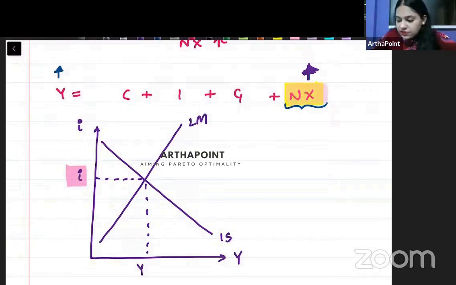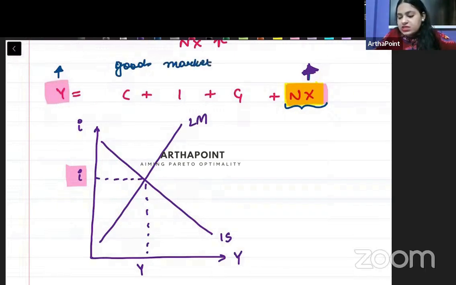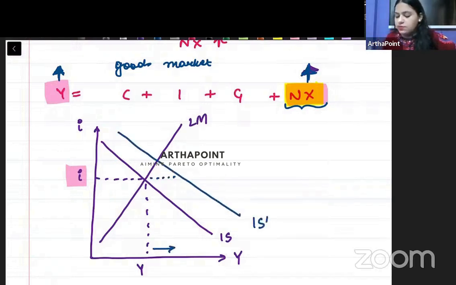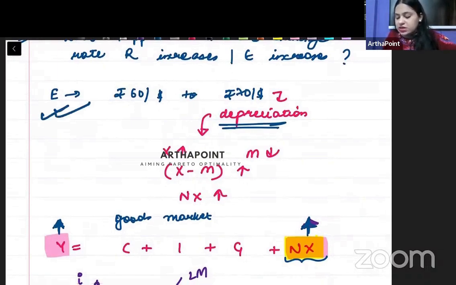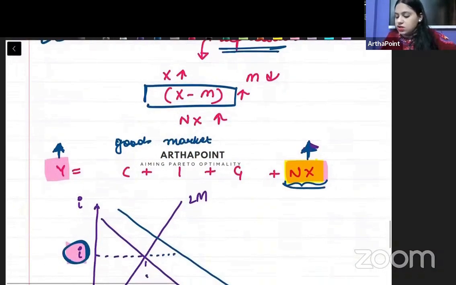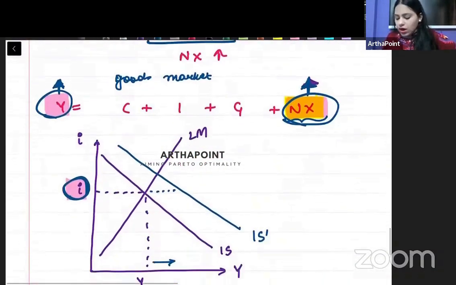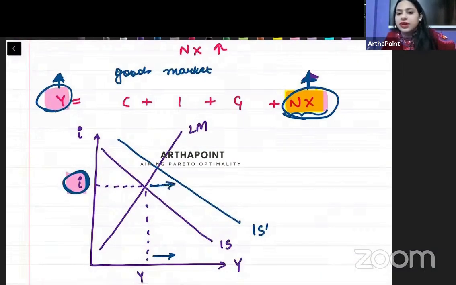So when net exports have increased, your output has increased, and clearly this is the goods market. So in the goods market, net exports have increased, due to which output has increased, and at the same interest rate, you have more output. So basically the IS curve is shifting to the right. Output has increased at the same interest rate. Interest rate did not change, but because the currency depreciated, the exchange rate increased, the net exports increased, so my output increased. So output increased, so the IS curve shifted to the right.